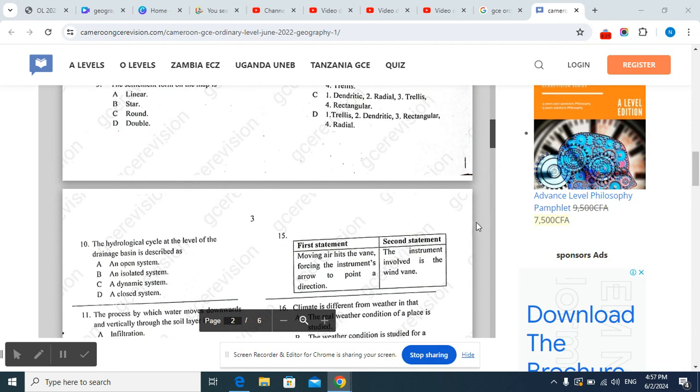Then 15. First statement: moving air hits the vane, forcing the instrument arrow to point in a direction. The second statement: the instrument involved is the wind vane. The answer is A.